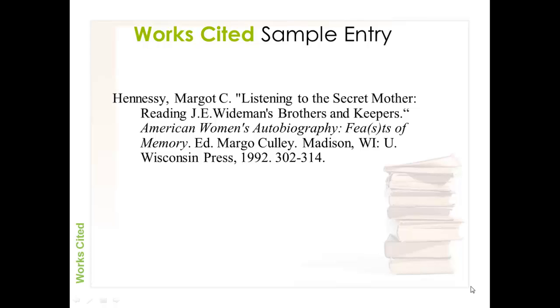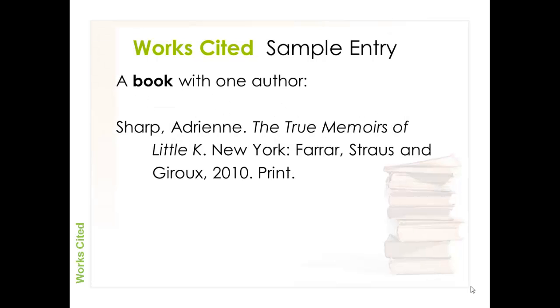I'm only going to show you a few more examples, the very basics. Here we have a book with one author. In this case, the author's name comes first. Sharp last name, comma, first name, period. Then the title of the book, which is italicized, The True Memoirs of Little K. The city of publication, New York, colon, all this punctuation matters. The publisher's name, Farrar, Straus, and Giroux, I have no idea how to pronounce that, comma, date of publication 2010, period, and then the identifier, whether it was a print source or a web source. In this case, it was a print source.